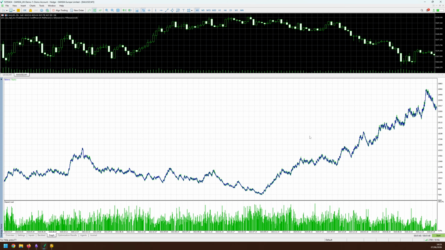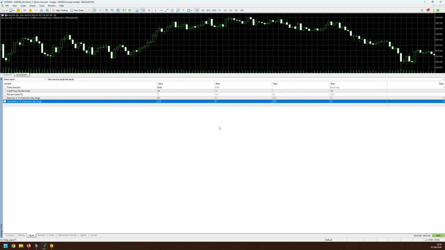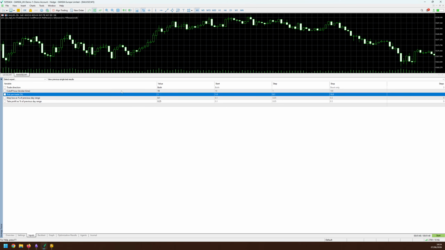So overall, the strategy is okay. Obviously, it is profitable in the last couple of years, but I would say it does have a lot of drawbacks as well. So I wanted to see if I could squeeze anything else out of it. What I did was run an optimization where I tested a whole bunch of different values for these settings to see if I can find a better configuration than the default one.